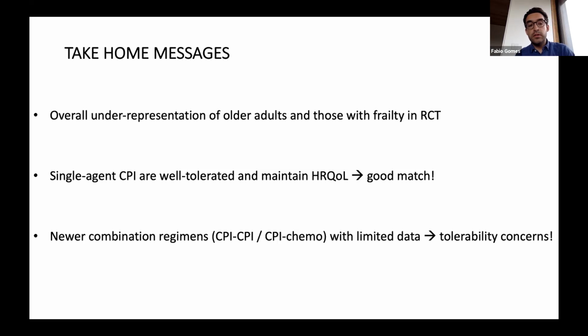I think perhaps the concern is when we go to newer combinations between multiple checkpoint inhibitors, or checkpoint inhibitors and chemotherapy, where data is a little bit more limited. And we know there are more concerns with tolerability. That doesn't mean older patients shouldn't be getting it. I actually think they should, if they are fit for it and if they're properly assessed and supported for it. And therefore, the role of having geriatric assessments and all that support around them becomes even more crucial for these newer combinations.